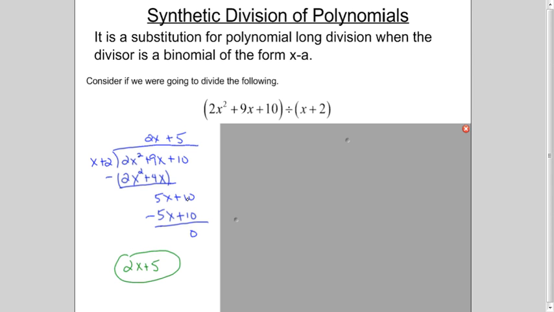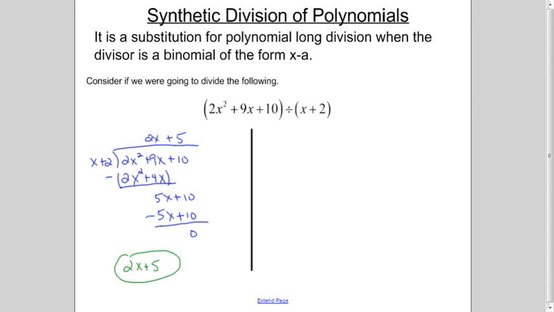So how do we get this 2x plus 5 by using what's called synthetic division? I'll model that now. The binomial you're dividing by is of the form x minus a, so this needs to be reread as x minus negative 2. So a equals negative 2. I'm going to take that value of negative 2 and write it here, with a little hook around it, symbolizing synthetic division.